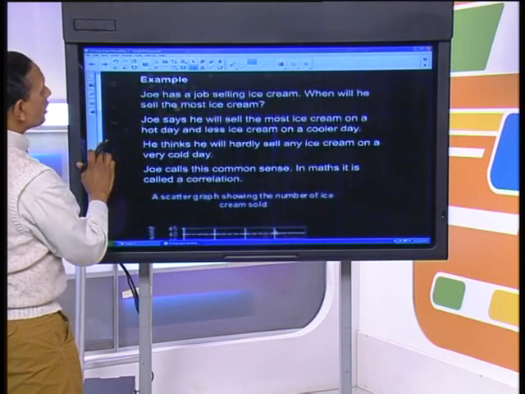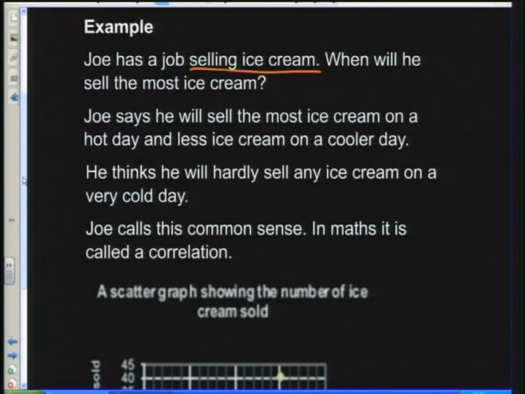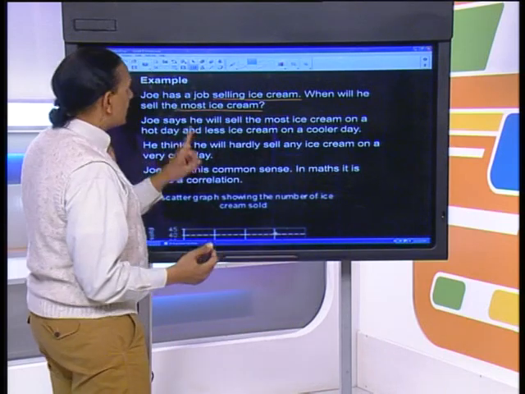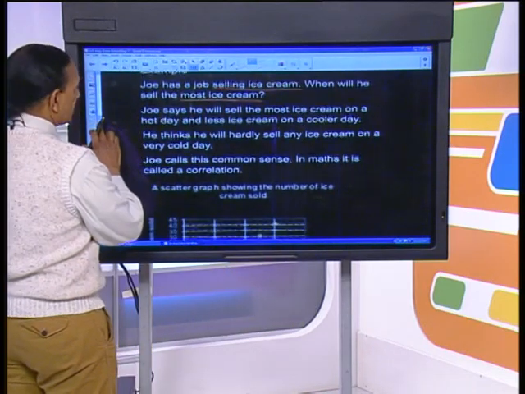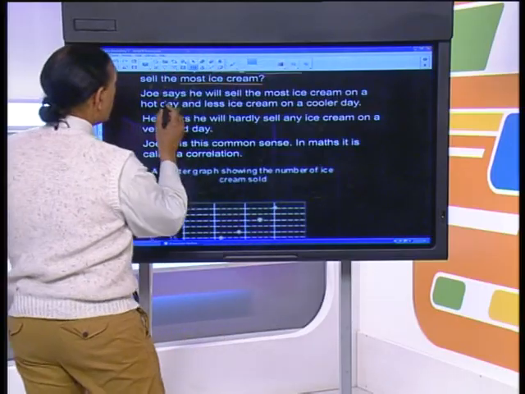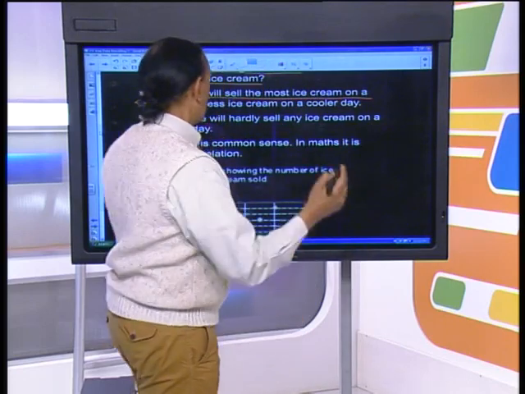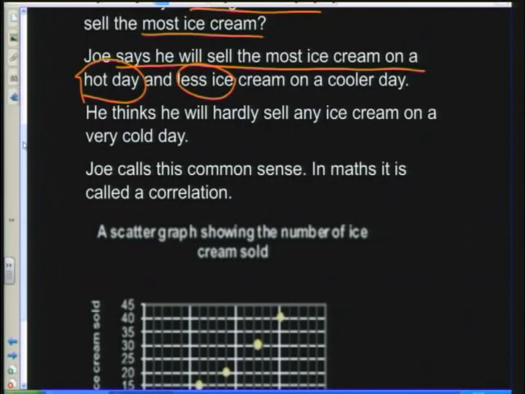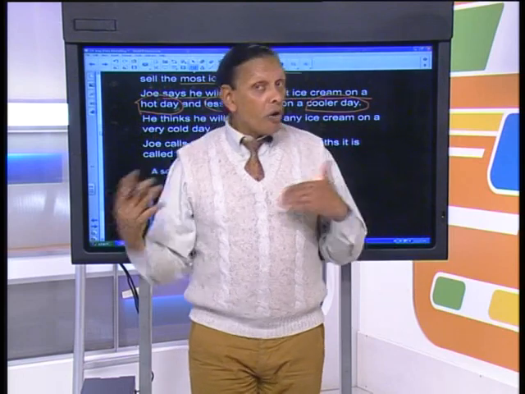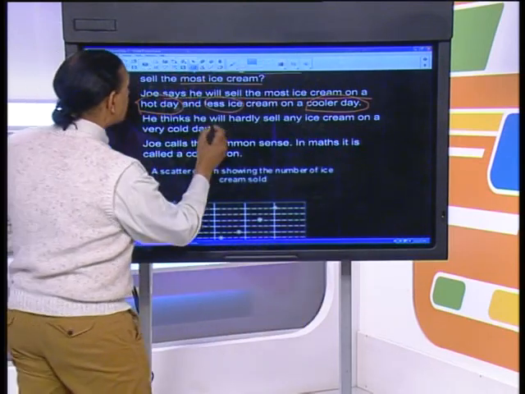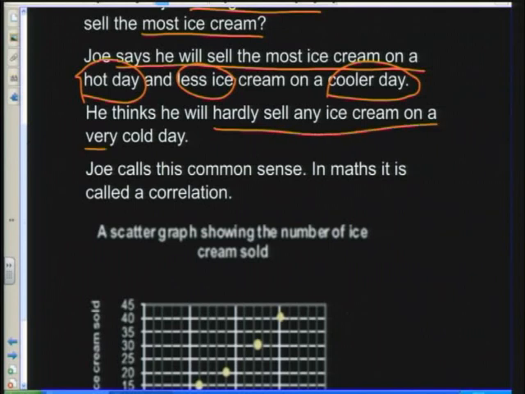Example. Joe has a job selling ice cream. When will he sell the most ice cream? Right. So there's your question. So there's a question posed, and now you must solve the problem. Joe says that he will sell the most ice cream on a hot day. So what do you think? Is it true? And less ice cream on a cooler day. So that is what he says. Now we need to prove whether he's right or wrong, isn't it? He thinks he will hardly sell any ice cream on a very cold day.